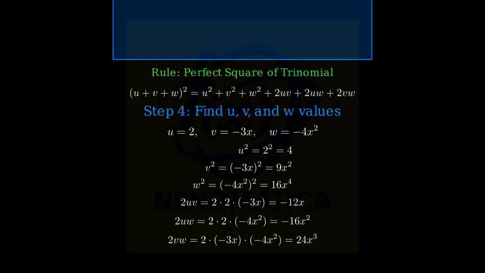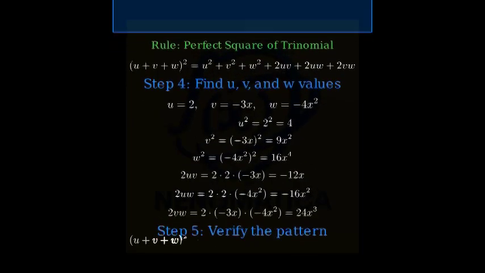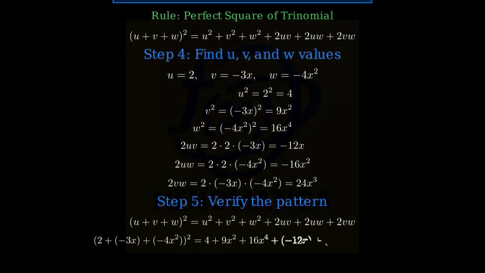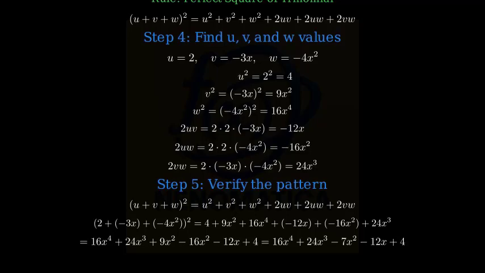Step 5. Now, let's verify that all the terms in our original expression match with the expansion of this perfect square. If we expand u plus v plus w squared using our values, we get u squared, which is 4, plus v squared, which is 9x squared, plus w squared, which is 16x to the fourth, plus 2uv, which is negative 12x, plus 2uw, which is negative 16x squared, plus 2vw, which is 24x cubed. So combining the like terms, we get 16x to the fourth plus 24x cubed plus 9x squared minus 16x squared minus 12x plus 4, which matches our original expression.